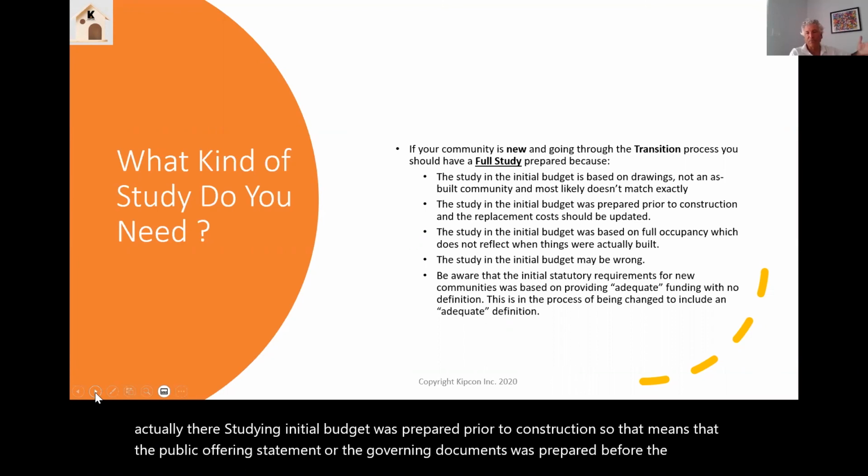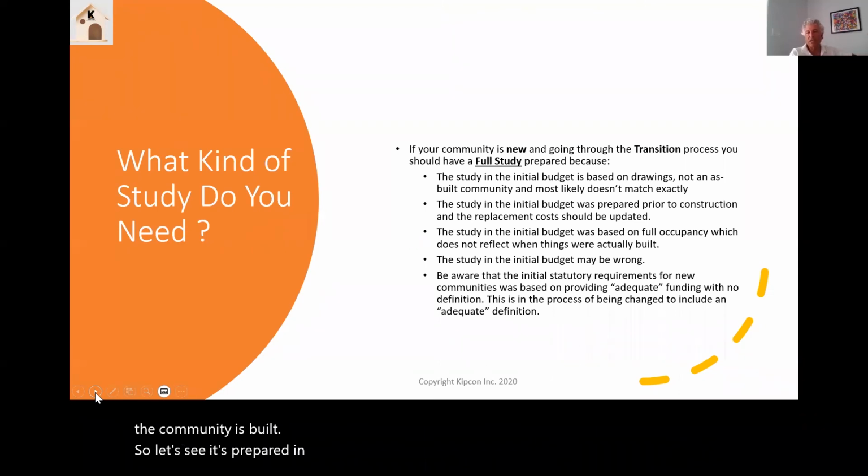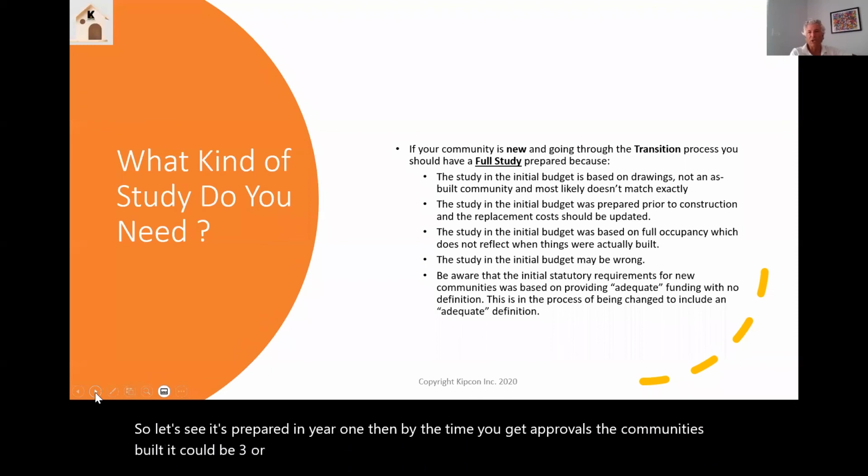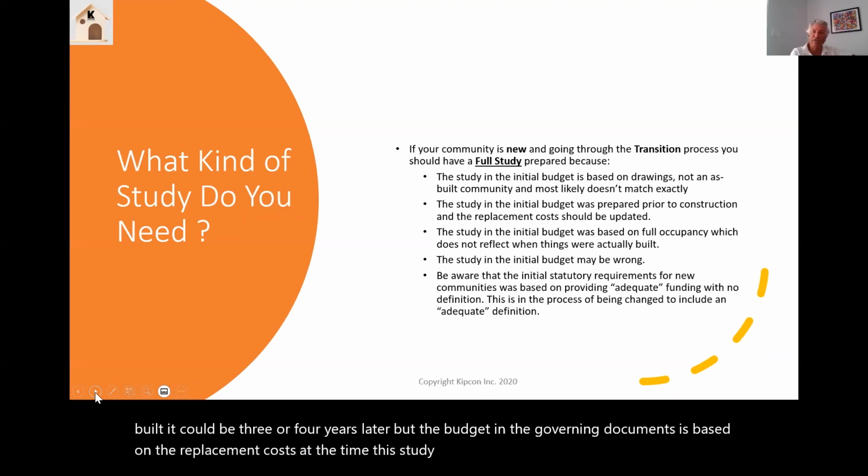So let's see, it's prepared in year one. Then by the time you get approvals, the community is built. It could be 3 or 4 years later, but the budget in the governing documents is based on the replacement costs at the time the study was done. And now you're 4 or 5 years later and those costs have changed.